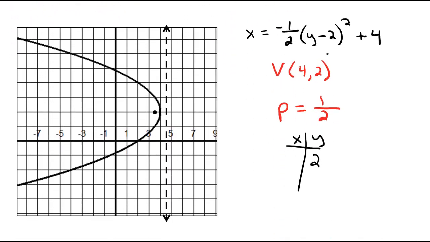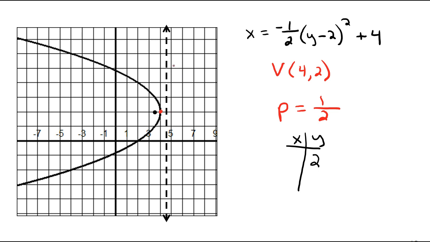Okay, let's look at the graph. I know that the vertex is at (4, 2). So here's the point (4, 2) right there. Now, because p is 1/2, I need to go 1/2 unit to the right and 1/2 unit to the left.